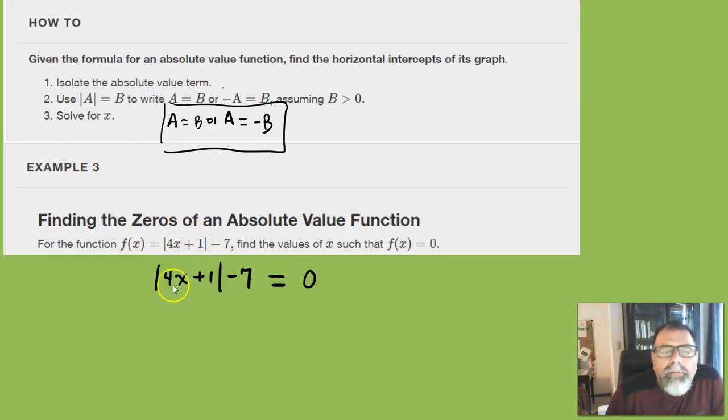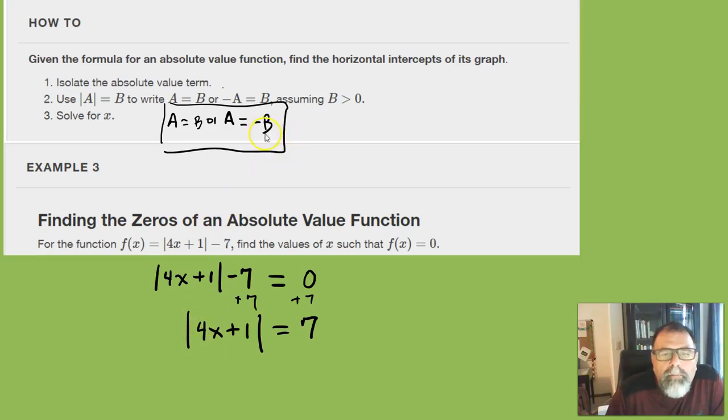Okay, it's an absolute value equation now. We want to get the absolute value part all by itself. So we're going to add 7 to both sides, or remember the shortcut, you can just move it, change the sign if you don't want to show the step. Now from here we got the absolute value all by itself equal to 7.